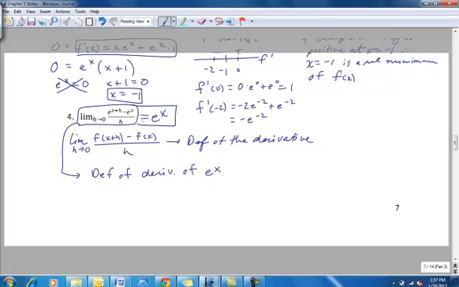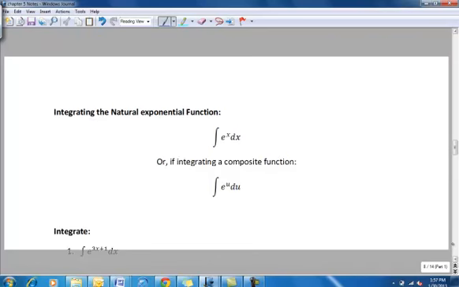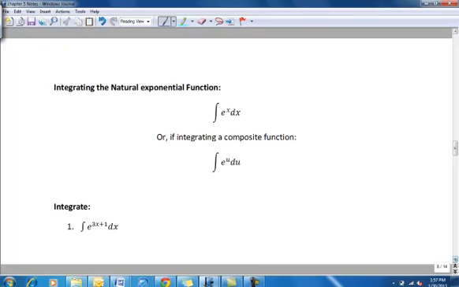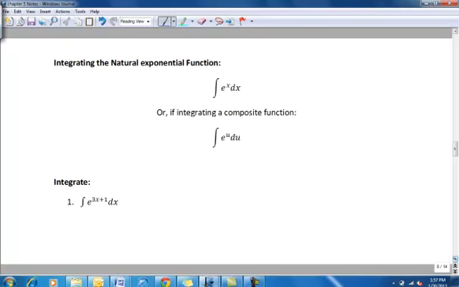So your answer is just e to the x. That type of problem is very common on the AP test. I'd be willing to bet that you'll see something like that on the AP test, or something very, very similar to it. Okay, we talked about derivatives.